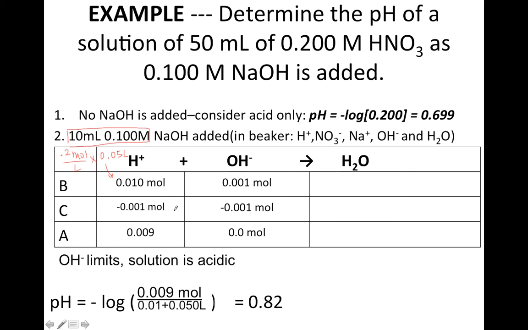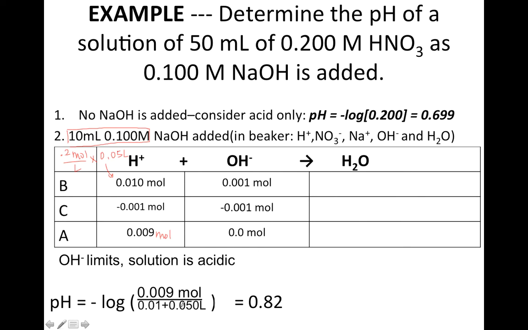Pretty easily you should be able to see that the H plus is our excess reagent, and the OH is limiting at this point. So all of the OH is going to be consumed and become water, and what's left is 0.009 moles of protons. So the solution is going to be acidic because we don't have any more hydroxide and water is neutral. Remember this is in moles, and we want to convert it to molarity, so we have to figure out what the new volume is.